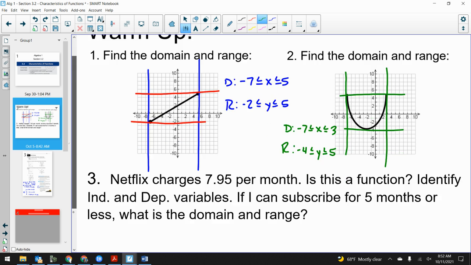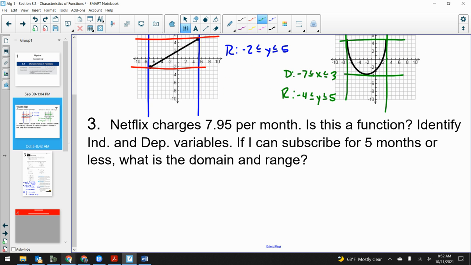Okay, last example here. Netflix charges $7.95 per month. Is that a function? Identify independent and dependent variables. Okay, what is my independent variable here? Can anybody tell me? Gio? 7.95. No, not that. How many months? There you go. How many months? Amount of months.